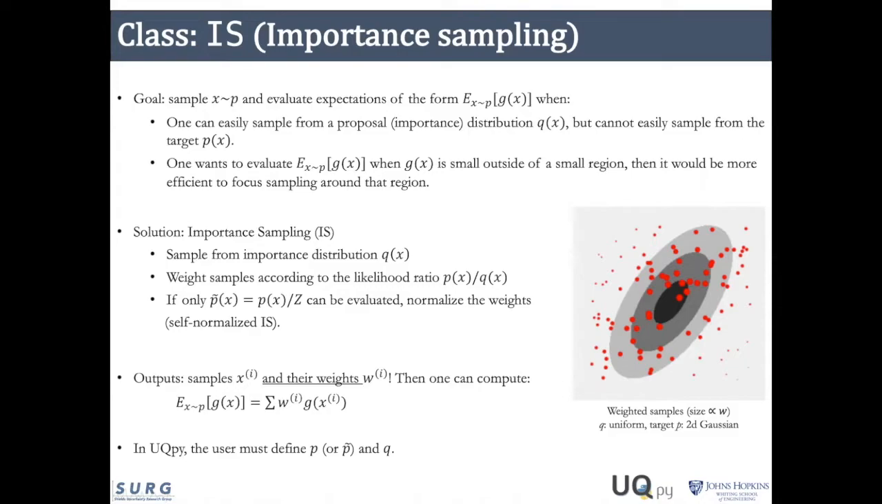For example, on the right you can see a plot where we sampled from a uniform distribution over the square that's shown here. The target PDF is the 2D Gaussian shown in gray. What you get out of that is a set of samples in red, and they're weighted; the size of each point is proportional to its weight. So this is what you get out of importance sampling. Again, in UQpy, the user must define the target PDF as well as the importance distribution Q.